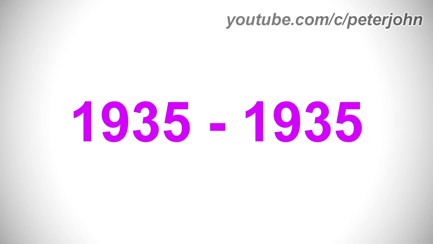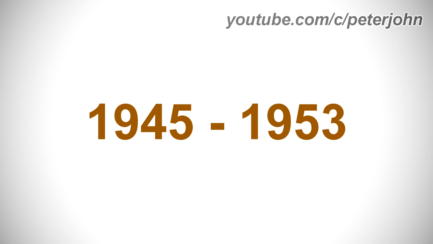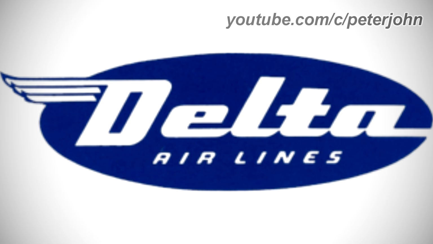1935 to 1935, there is a red and blue triangle on a red outline, and on the blue part there are the words speed, comfort and convenience in white text, and on the red part there is a blue triangle on a white outline with two white wings, and under the triangle there are the words Delta Air Lines in white text. 1945 to 1953, there is a blue shape, and on it there are the words Delta Air Lines in white text, and coming from the letter D there is a white wing.